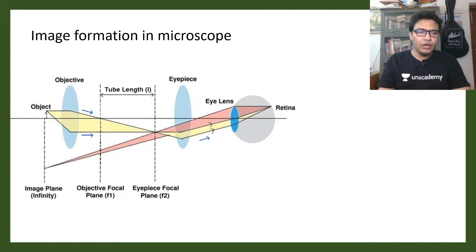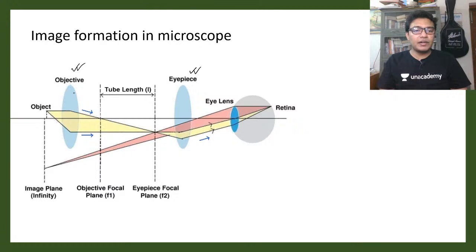So here you would have the objective. So you have two convex lens setup. One which is closer to the object is known as objective. One which is closer to your eye is basically the eyepiece. And other than that, there is just a tube, okay? So it's basically a tube, right?